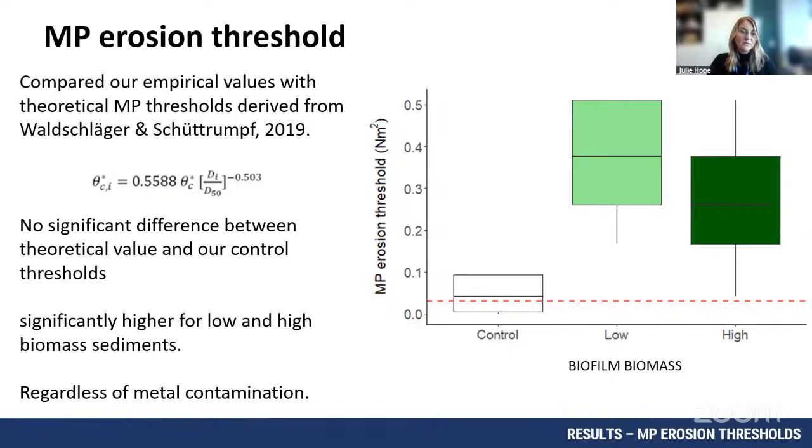And this is regardless of metal contamination. I've given you just it collapsed here, but when we look at them as individual copper, lead, and control treatments, we've seen the same throughout.